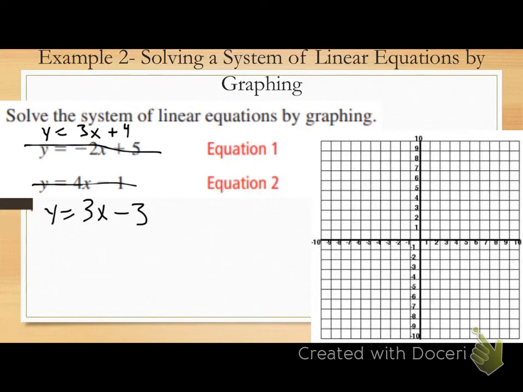Let's graph our first equation. What's the y-intercept? 4. What's my slope? 3 over 1. Up 3, right 1. Wait, that's wrong. We're up 3, right 1. Up 3, right 1. I can go down 3, left 1. Down 3, left 1. So on and so forth, until I can't get any more points.